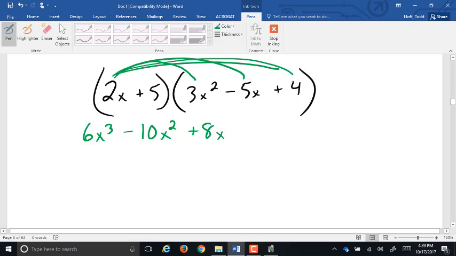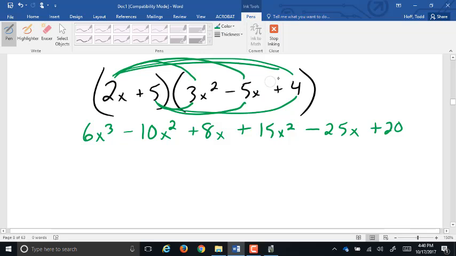Now I could keep going along here. 5 times 3x squared, positive 15x squared. 5 times negative 5x, negative 25x. And 5 times 4, positive 20. Now I need to combine here. Is there anything to combine with the 6x to the third? No.